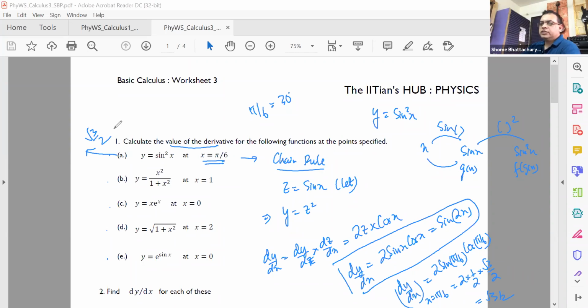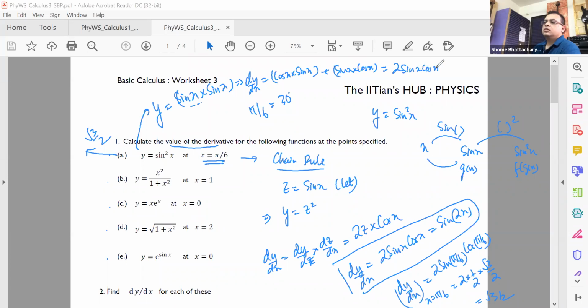So there are two methods of doing this particular question, right? As you have suggested, we can also write y as sin x into sin x and then just apply the product rule. So it will become derivative of first function, which is cos x, into second function, plus first function into derivative of second function, which is again cos x. So you can see that this is 2 sin x cos x. Okay? So hope this is clear.